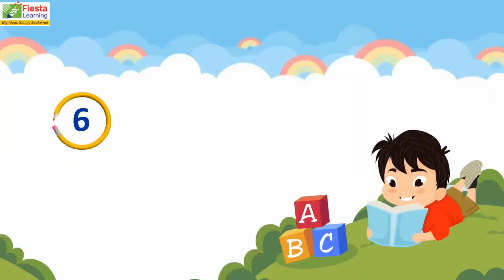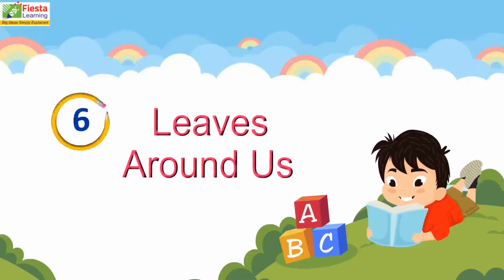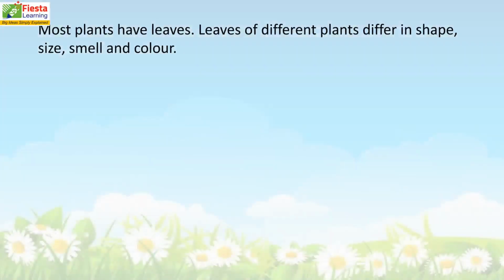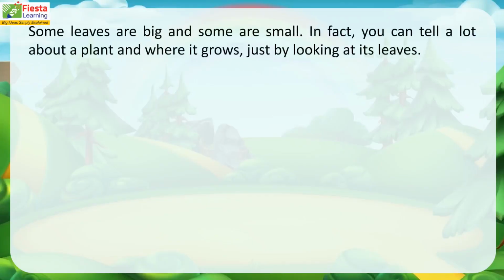Chapter 6. Leaves around us. Most plants have leaves. Leaves of different plants differ in shape, size, smell and color. Some leaves are big and some are small. In fact, you can tell a lot about a plant and where it grows just by looking at its leaves.